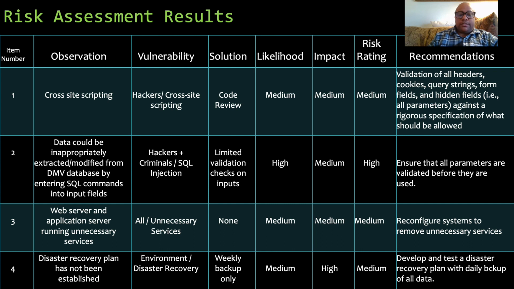Fourth item is a disaster recovery plan hasn't been established for this particular system. The vulnerability is the disaster recovery, and the threat is the environment. And the solution that the company originally had was to do weekly backups only. The likelihood of this happening is medium. The impact would be high, and the risk rating is medium based on our calculations.